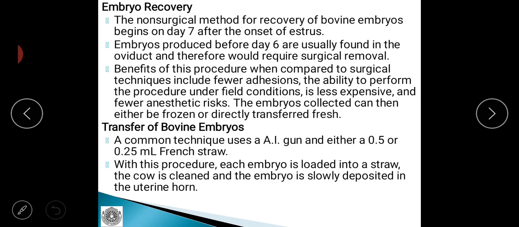So, transfer of bovine embryos. A common technique uses an AI gun, that is an artificial insemination gun, and either a 0.5 or 0.25 ml French straw. The French straw I have already shown you in the previous class. With this procedure, each embryo is loaded into a straw, the cow is cleaned, and the embryo is slowly deposited in the uterine horn.